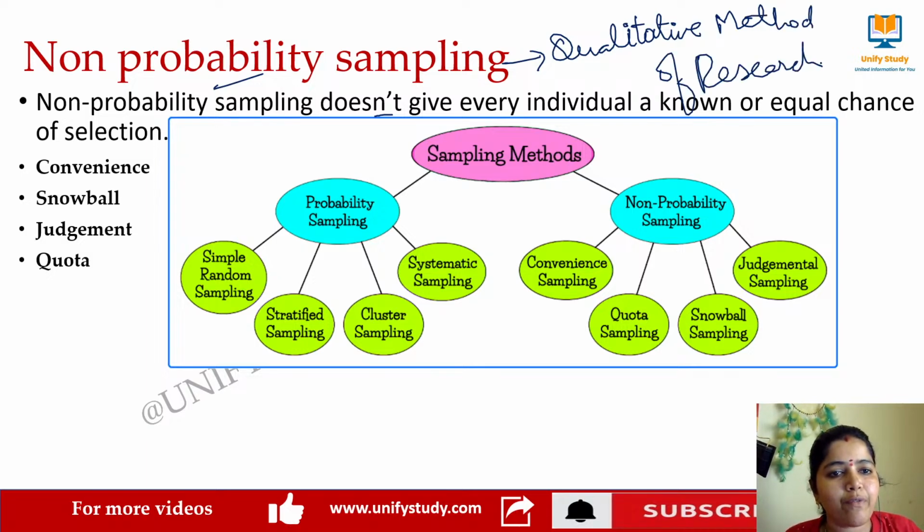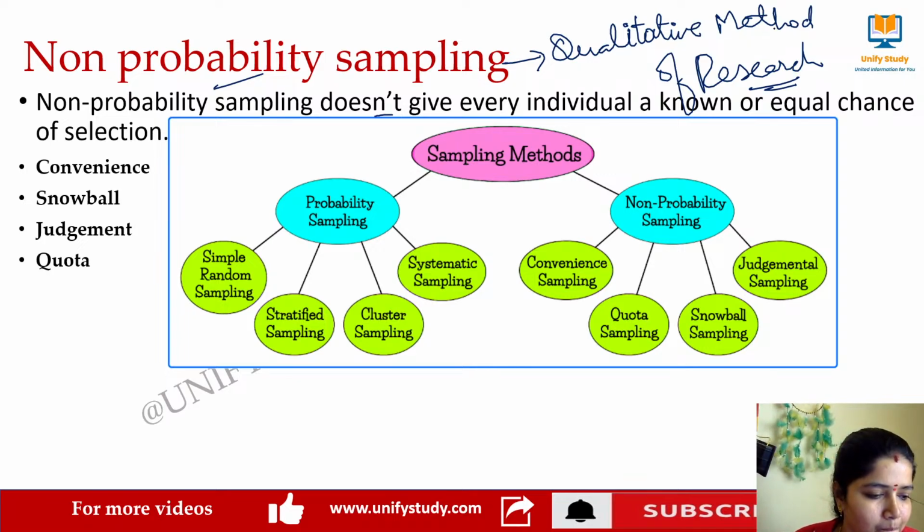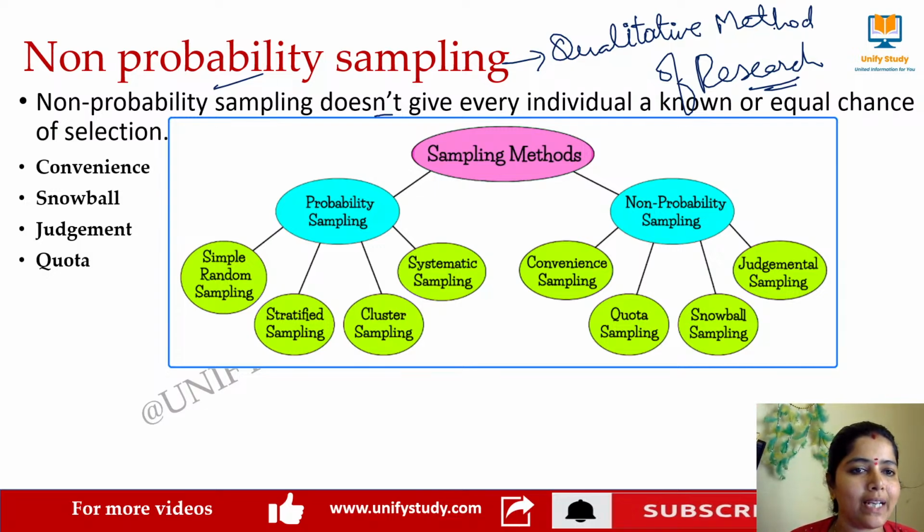Can you please list a few qualitative methods of research that we discussed yesterday? Quantitative, qualitative.